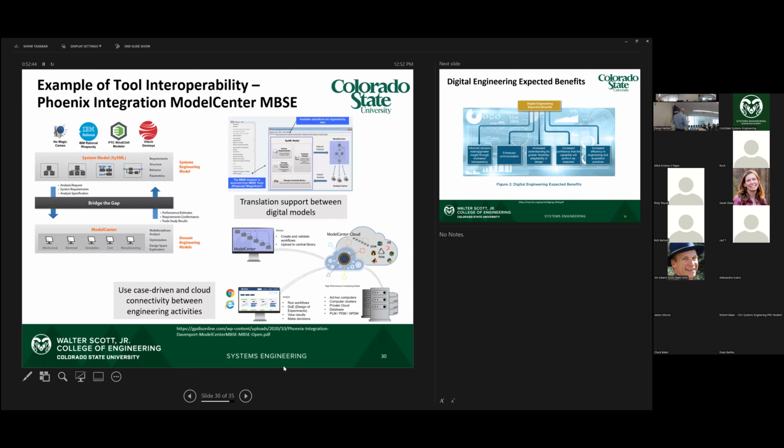So I just want to give one example. Again, you saw how many different potential communication pathways, how many different things you might need to communicate if you have a full digital thread. Certain tools are implementing certain capabilities between existing tools. So one example here is Phoenix Integration ModelCenter, MBSE. So we have this idea of a centralized MBSE system model.